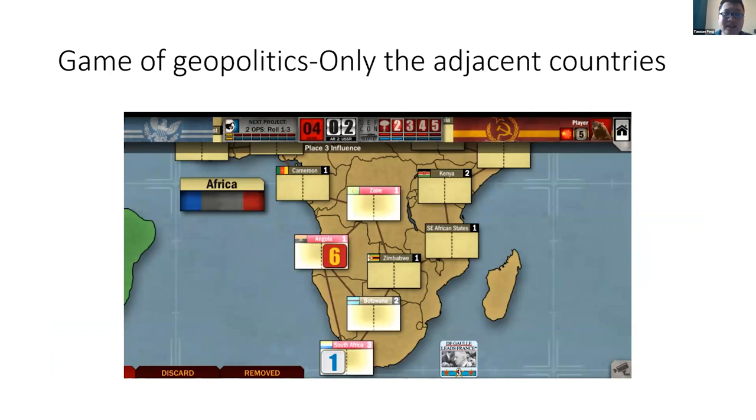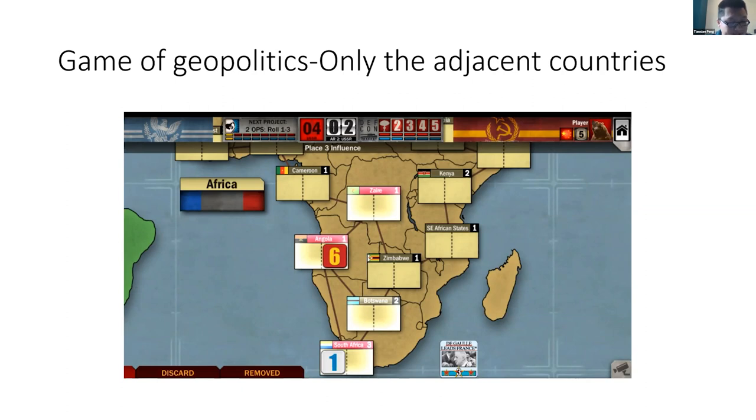Okay, next one, let's talk about the game of geopolitics amidst adjacent countries. At the very beginning of the game, each of the players needs to allocate their influence points to different regions, representing influence, even control, towards the selected countries. Look at the picture. Now I am the player who plays the role of USSR, and I have 6 influence points in Angola. Therefore, I can expand my influence to Zaire, Botswana, or South Africa, because these countries are adjacent to Angola. Well, I'm not allowed to put my influence directly on Cameroon, Kenya, Zambia, or Southeast African states, because I have no influence in any countries there or any countries adjacent to them.